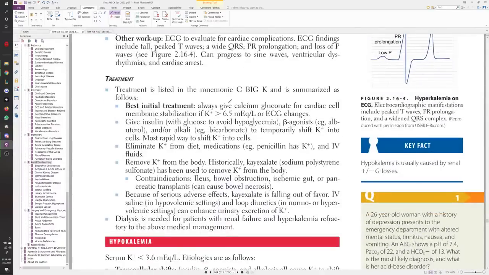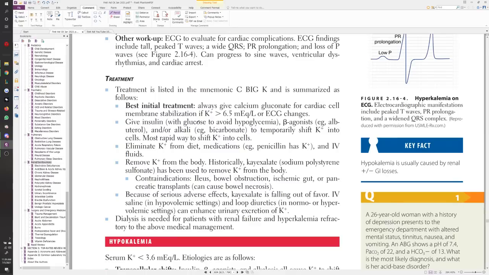Best initial treatment, always give calcium gluconate, which is what I just said is the most common answer choice, right? It's the easiest thing you can just pick, even if you don't know what's actually wrong. Calcium gluconate will go to the cardiac cells and cause membrane stabilization, especially if potassium is more than 6.5, which is super high, right? So calcium gluconate would save their life, basically.